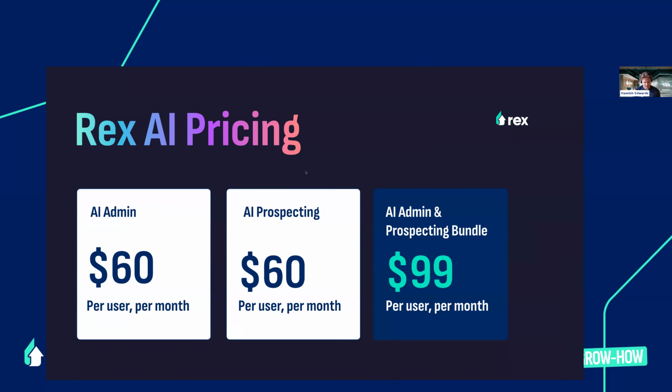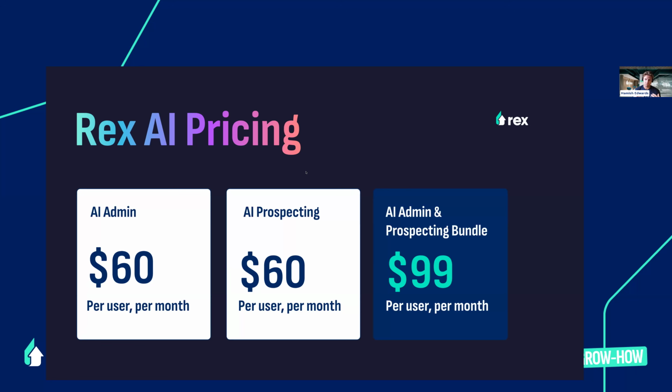Now, anyone that's used ChatGPT or Claude or any of those AIs knows that we have to pay for all of the prompts. So we are implementing AI credits for the AI admin. What that $60 per user per month gets you is 1,200 AI credits per user. That works out to be around 120 prompts per user per month. So it does give you a very large amount of prompts that you can engage with.